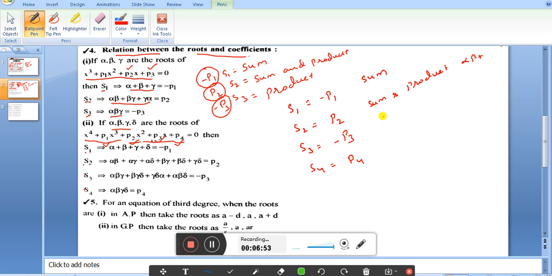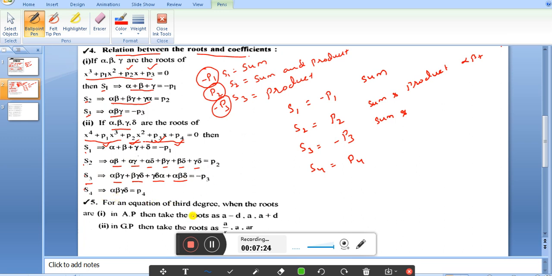And here we can take sum and product with 3, like here let's see alpha beta, alpha gamma, alpha delta, beta gamma, beta delta, gamma delta, like we can take. And S3 is nothing but three at a time, we can take alpha beta gamma, beta gamma delta, gamma delta alpha, alpha beta delta. And S4 equals alpha beta gamma delta, like we can take.